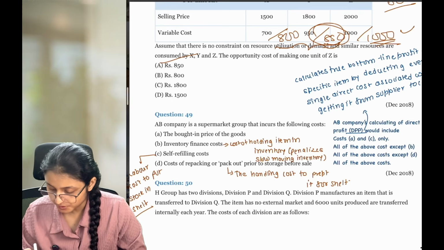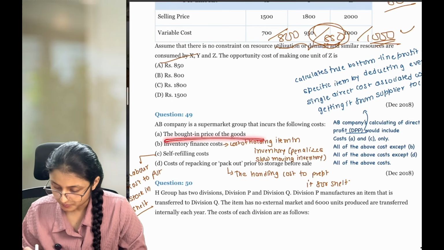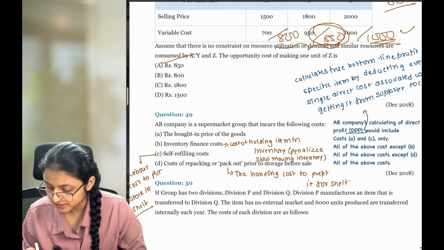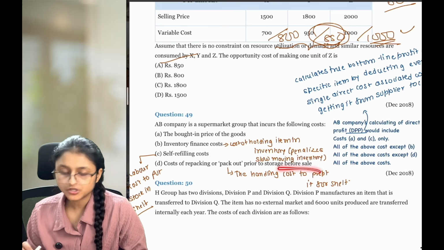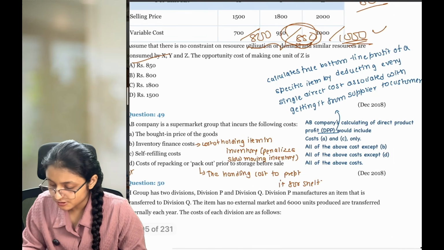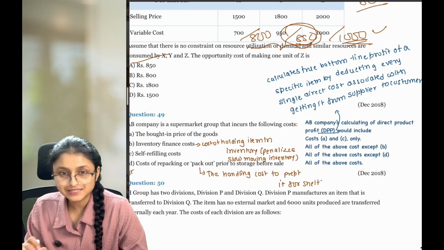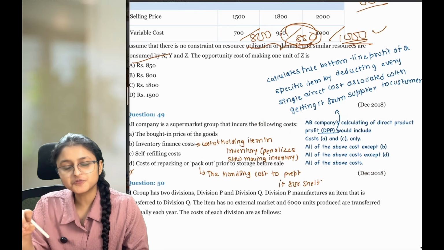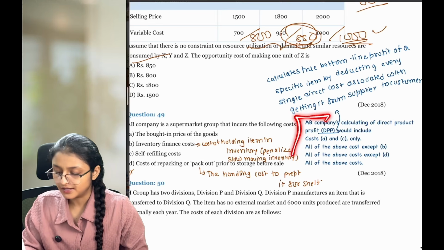AB company is a supermarket group that incurs the following costs: the bought-in price of the goods, inventory finance cost, shelf-refilling cost, cost of repacking or pack out prior to storage before sales. But this question should have this point also. This is an incomplete question in the PDF, hence I added this. In your PDF, which I am going to provide you on Telegram, that will have this point also.